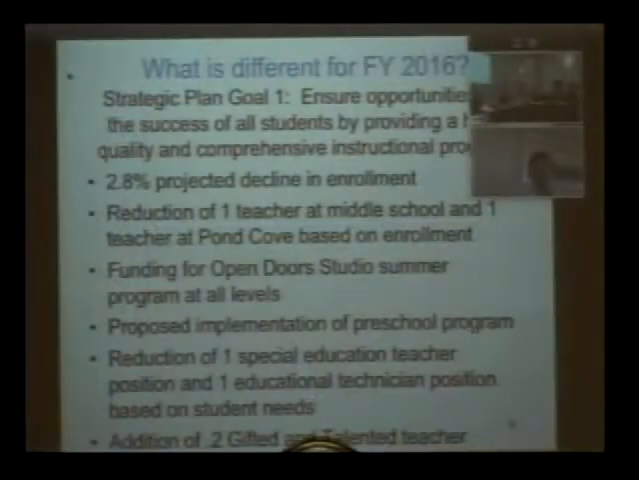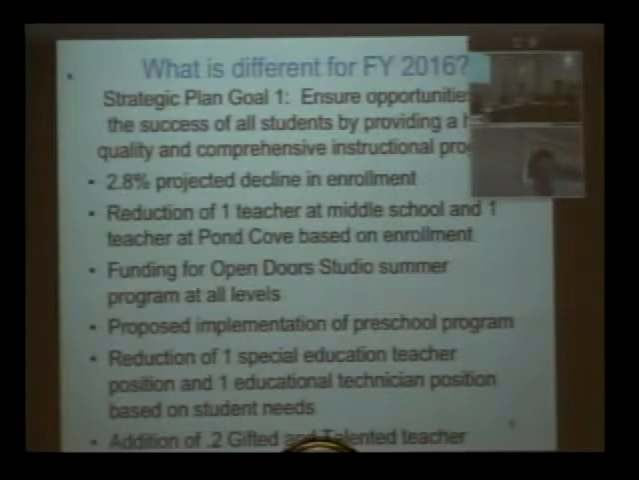What's different for this year? Again, as we look at goal one, to ensure opportunities for the success of all students by providing a high quality and comprehensive instructional program, we started by facing a 2.8% projected decline in enrollment. And the numbers for enrollment are in an enrollment tab in the back of your binder if you want to look more specifically. But essentially, we're dropping from a current enrollment of 1,647 students to a projected enrollment of 1,601 students for the next year.